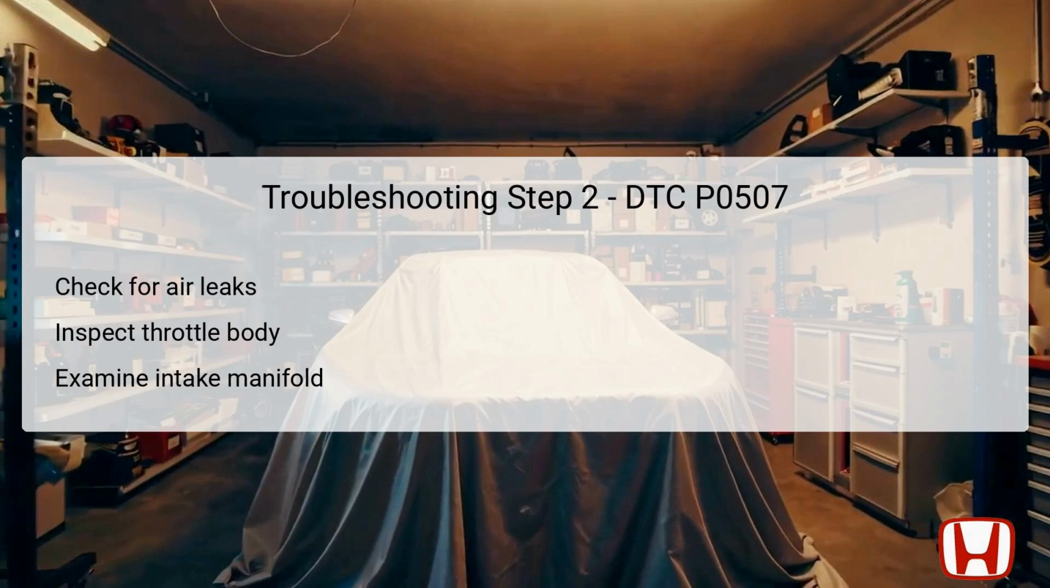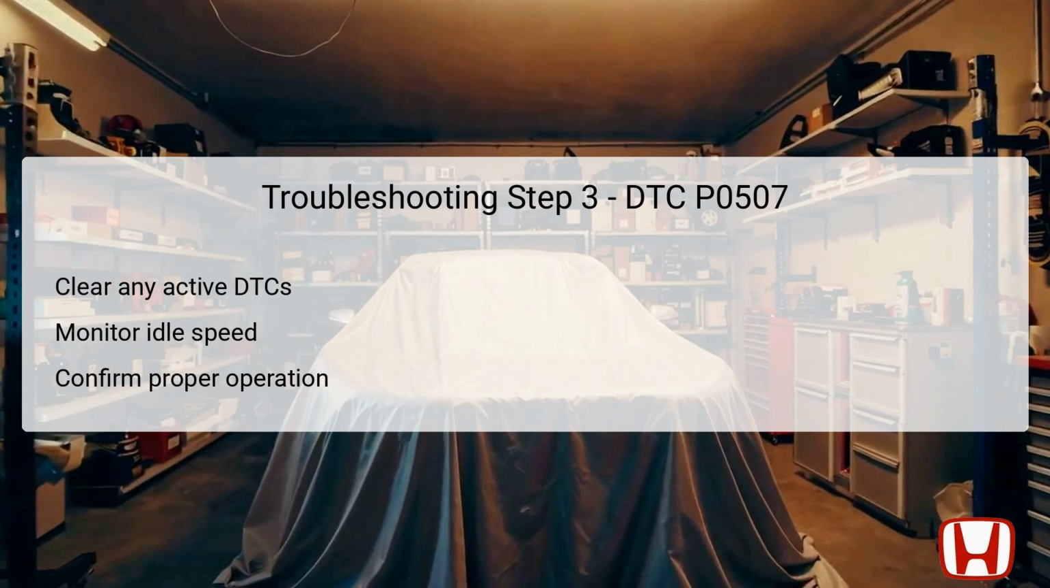A smoke test can be valuable in identifying any leaks that are not visible through regular inspection. These leaks can disrupt the proper air-fuel mixture and contribute to increased idle speeds, which is a primary concern for the P0507 error code. Thoroughly documenting any findings during this examination will aid in determining the necessary repairs.